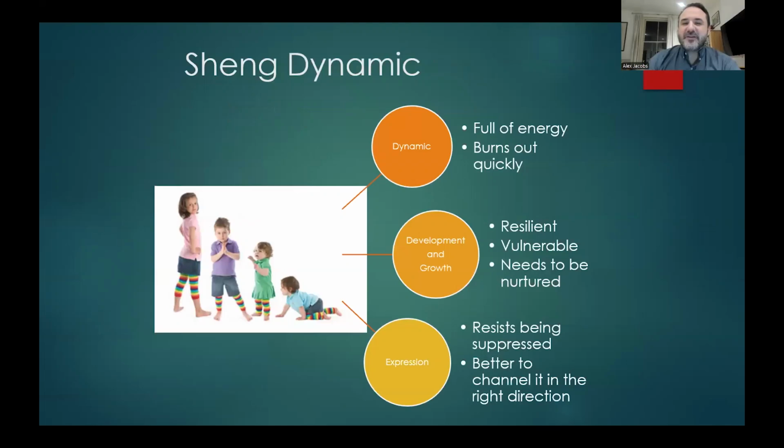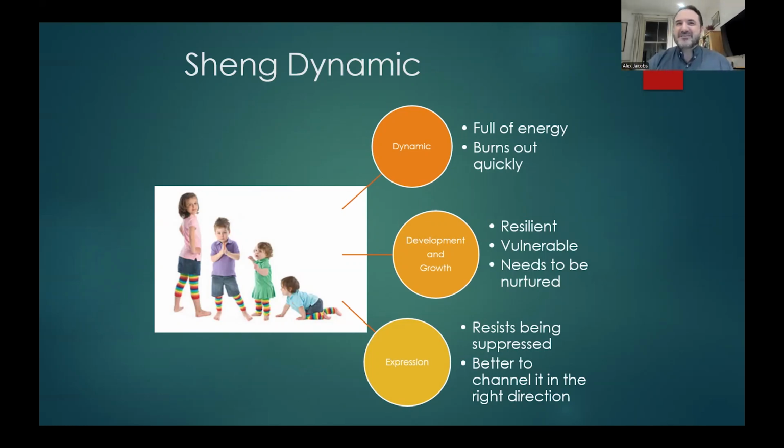I think a really good way to think about the Sheng dynamic is kids. We all know that kids have a huge amount of energy, but it burns out really quickly. There's a resilience to kids. They can take lots of different knocks and keep going, but they're also super vulnerable at the same time. That energy can be wiped out, or they can be way more robust than we thought they were.